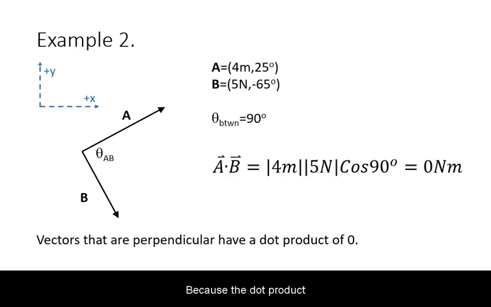Because the dot product depends on the relative direction of the vectors, vectors that are perpendicular to each other will result in a dot product of 0.